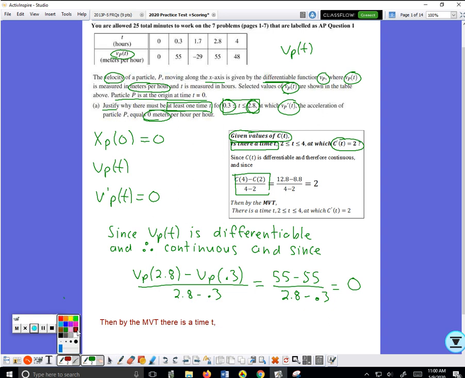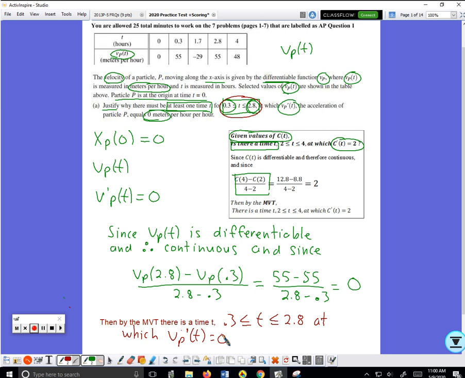And then that time t, I have to copy this interval. So 0.3 less than or equal to t less than or equal to 2.8, at which v prime of t will equal 0. Like that.